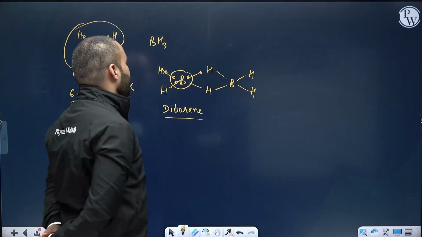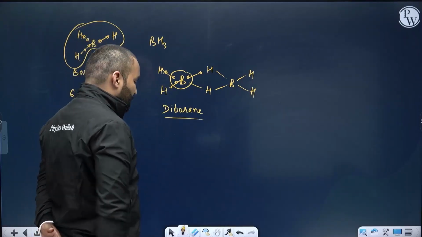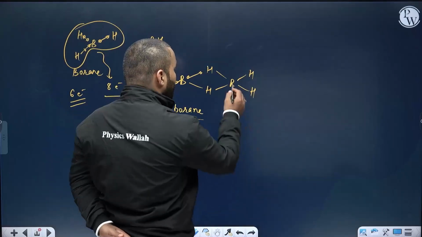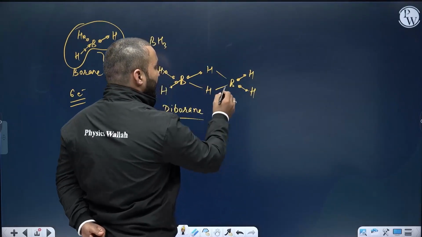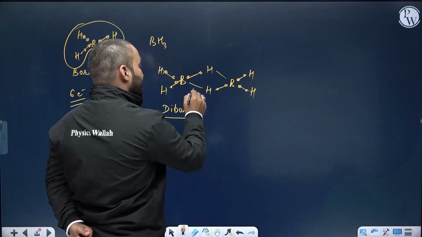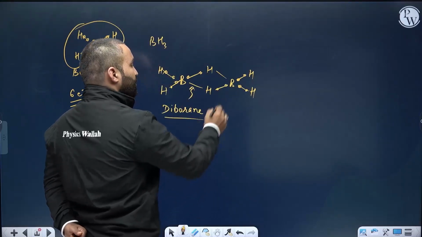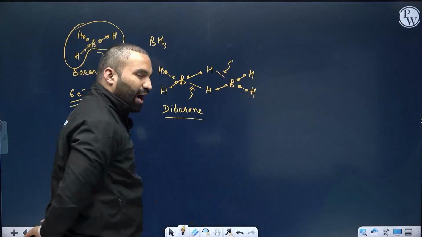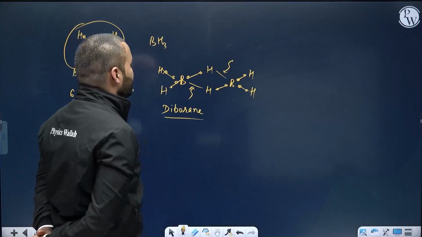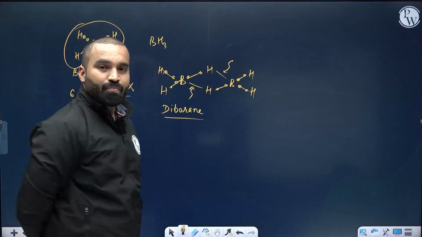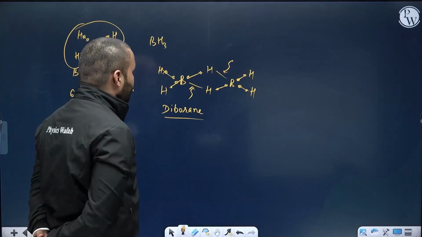What is happening here? What is going on? Here also boron is sharing two of its electrons with two of these hydrogen and the third one with this hydrogen. There is absolutely no electron here, absolutely no electron here. How did this bond form, guys? Tell me, how did this bond form? How is this bond formed?